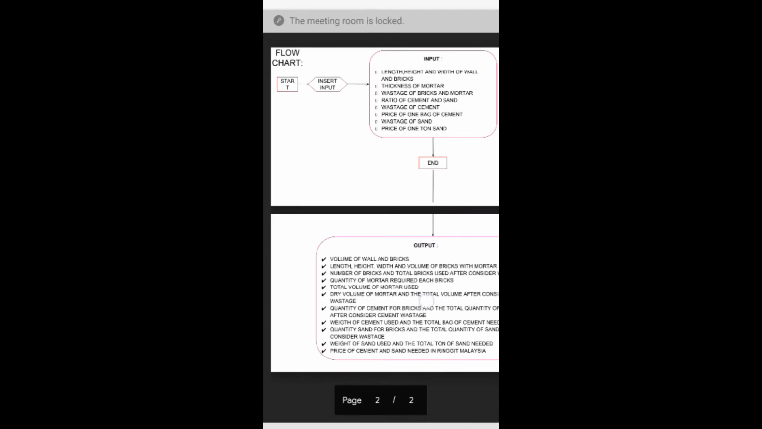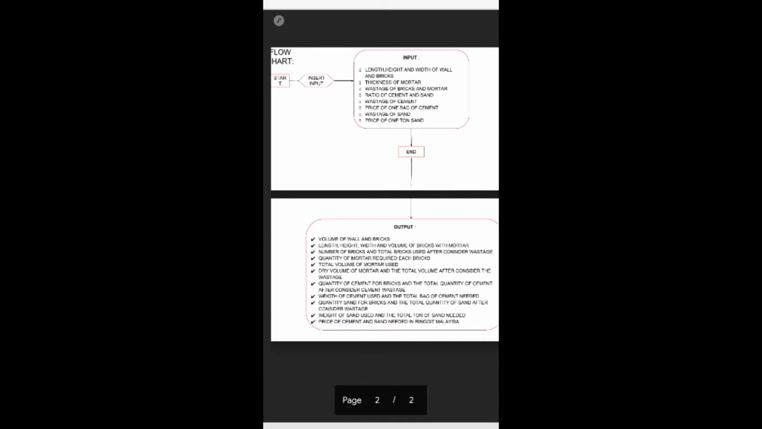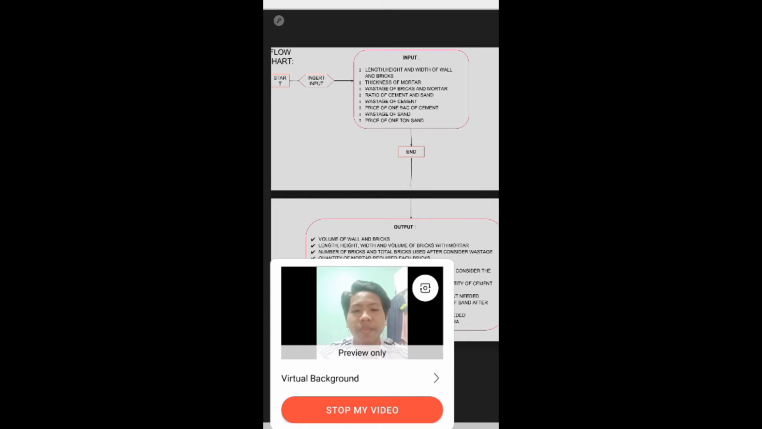The output is as follows: the volume of wall and bricks, the length, height, width, and volume of bricks with mortar, number of bricks and total bricks used after considering wastage, quantity of mortar required for each brick, total volume of mortar used, dry volume of mortar and the total volume after considering the wastage, quantity of cement for bricks and the total quantity of cement after considering cement wastage, the weight of cement used and the total bags of cement needed, quantity of sand for bricks and the total quantity of sand needed, and lastly the total cost for cement and sand needed to build the whole construction.